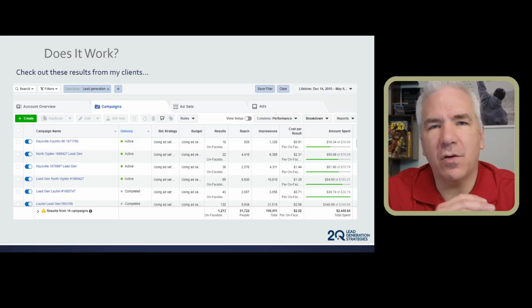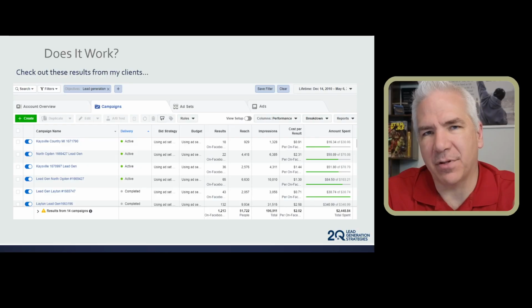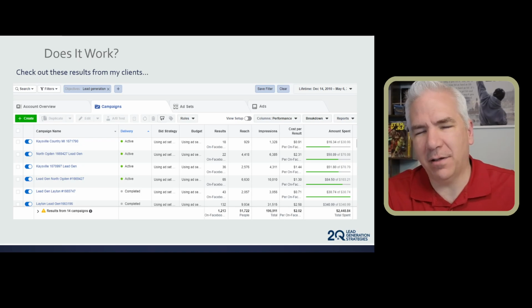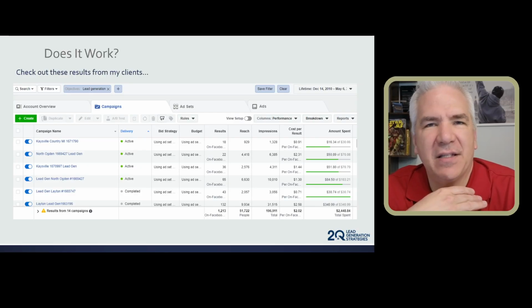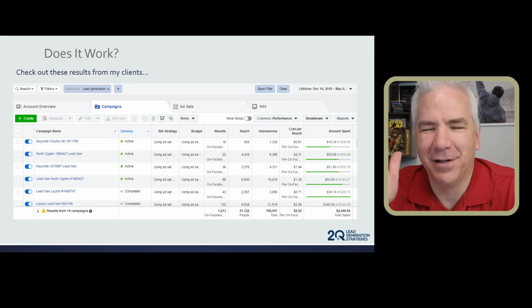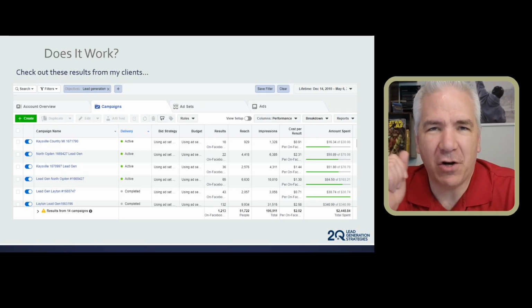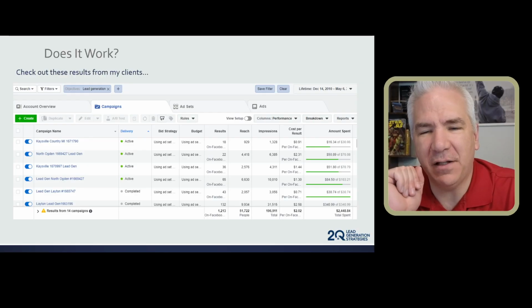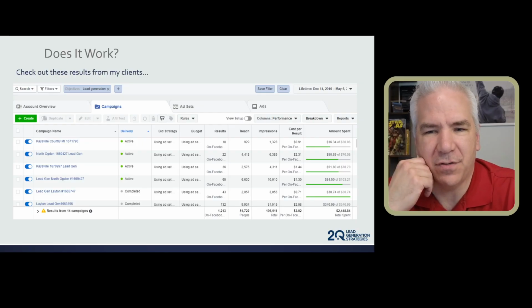Now, does it work? So these are screenshots from my client's ad accounts. And a lot of times when I'm showing examples in a class like this, a lot of people say, well, Kevin, you're just showing us the ads that did well. Okay, fine. So this screenshot is one of my client's ad accounts, and it's every ad that we have ever run, right, for the life of their account. So if you look at the results column and you look down, you'll notice we've generated 1,213 leads at an average cost over the life of their account of $2.02 a piece.